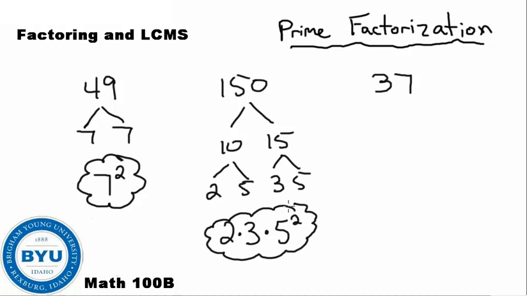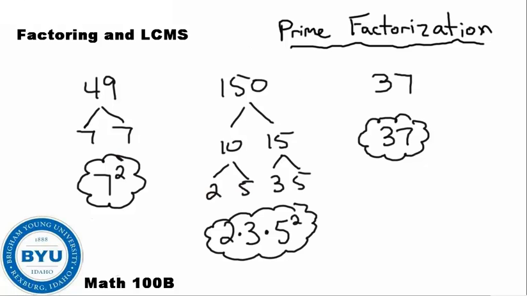Now 37 should have been a little harder. You may have had to bust out your calculator and try a couple things. But it turns out that 37 is a prime number. And so the prime factorization of a prime number is simply 37. Nothing goes into 37 except 1 and itself. So that was a little trick problem. Remember that the prime factorization of a prime number is just the prime itself.